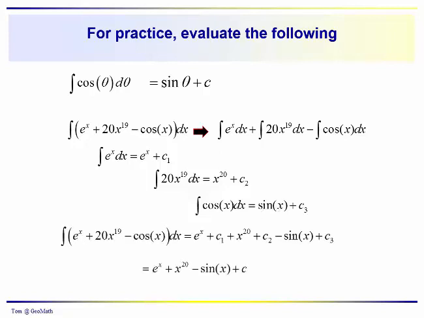And so putting all the results together, we had all these different constants, c1, c2, c3. Well, e to the x plus c1 plus x to the 20 plus c2 minus sine of x plus c3. Just combine all those constants together. And that gives us e to the x plus x to the 20th minus the sine of x plus c. So that would be your result.